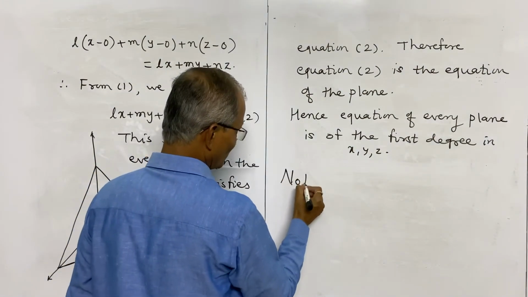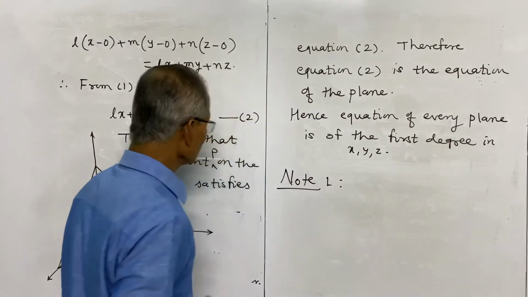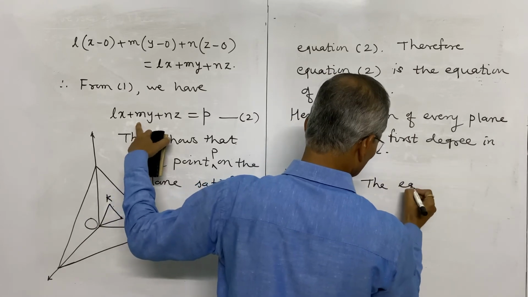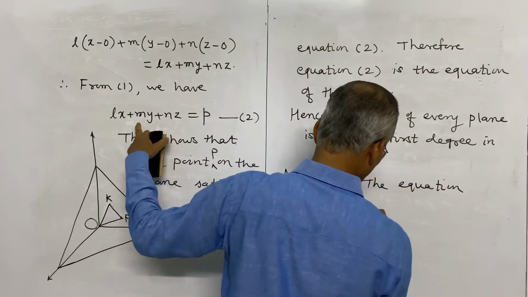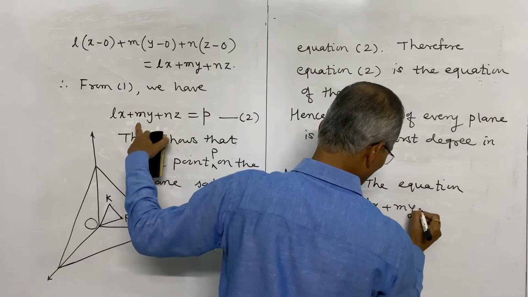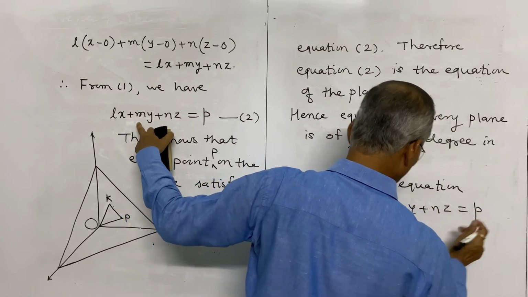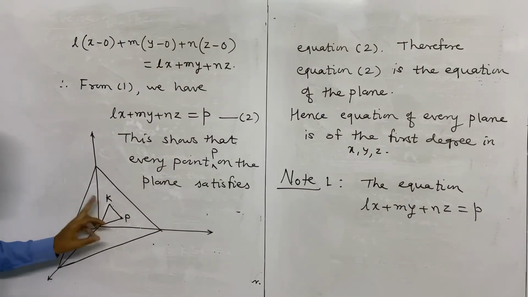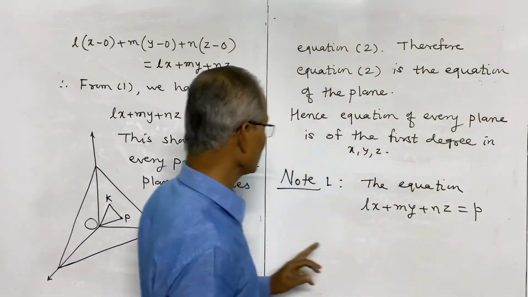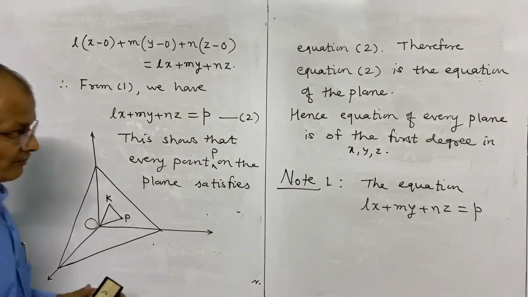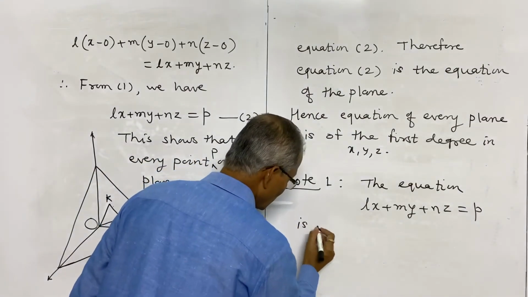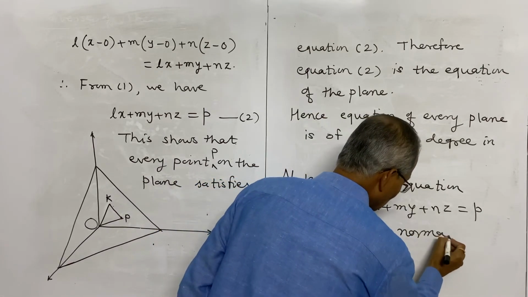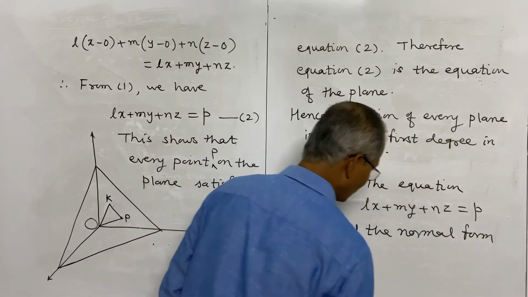Now we write a note. First, this equation Lx plus My plus Nz equals p, where L, M, N are the DCs, the direction cosines of the perpendicular from the origin to the plane, and p is the length of the perpendicular, is called the normal form of the equation of a plane.